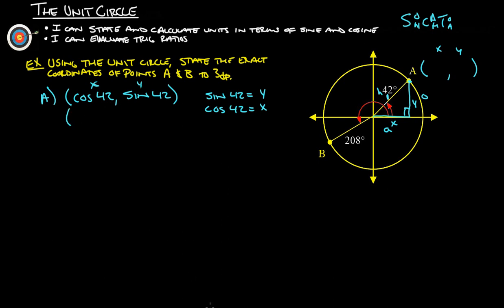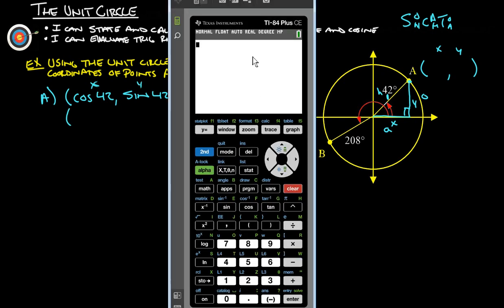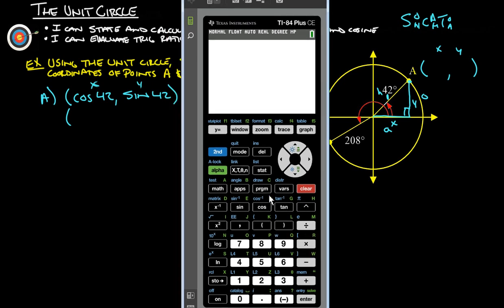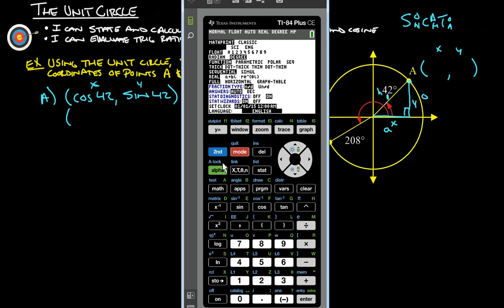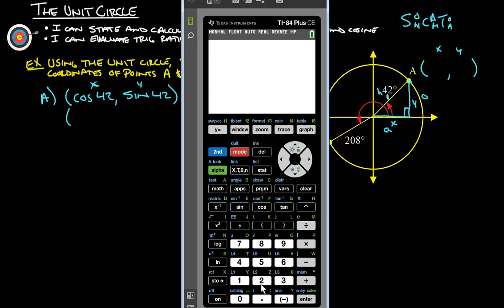So we can now stick that into our calculator and see what those equal. We haven't used our calculators for a little bit with trig stuff. So what we need to do is go into mode. You need to make sure that your calculator's in degree mode. You only have to do that once. Once you know it's there, then you're good to go. So now we know it's in degree mode, and we're just going to type in cosine 42, and that gives us 0.743.